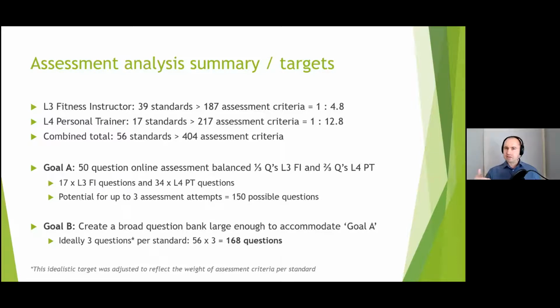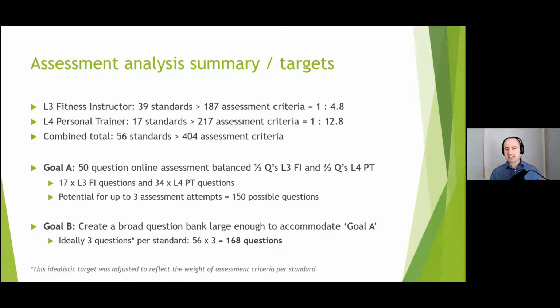This goal, whilst idealistic and meeting the mathematical formula, needs to be adjusted in reality to reflect the weighting of standards and assessment criteria within each standard. For example, in the personal trainer qualification, just one standard has about 20 assessment criteria. So that carries more than the 12.8 average we talked about. Therefore, should that standard with more assessment criteria not have a greater weighting?